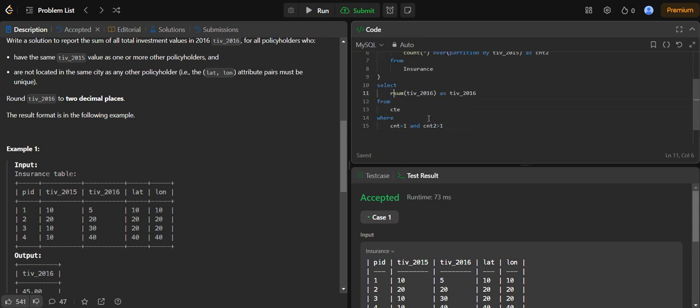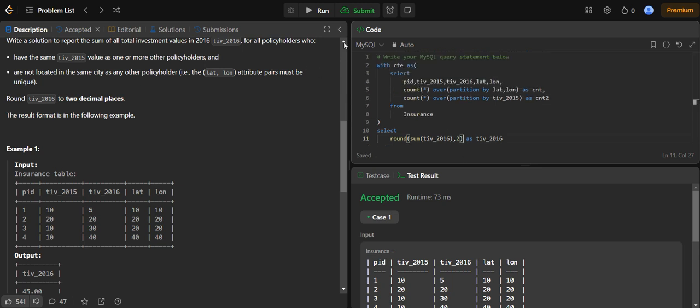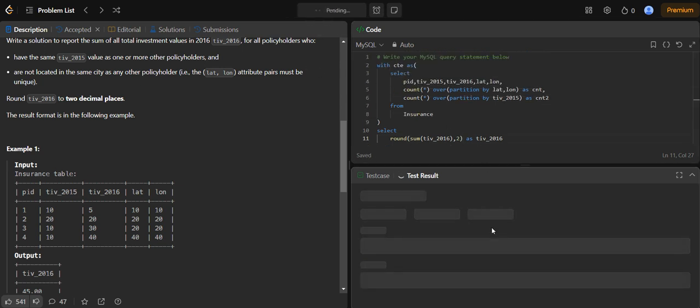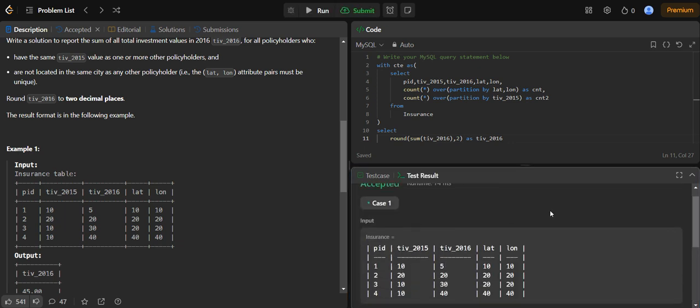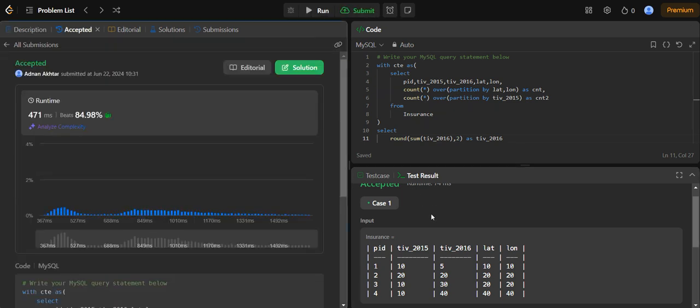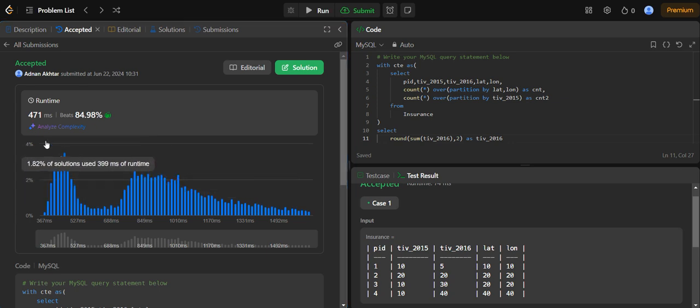So I need to round this also, round to two decimals. I think this should work, right? Let us run this. Okay, the test case is correct. Now let us submit. So this is correct. The runtime is this. So thank you.